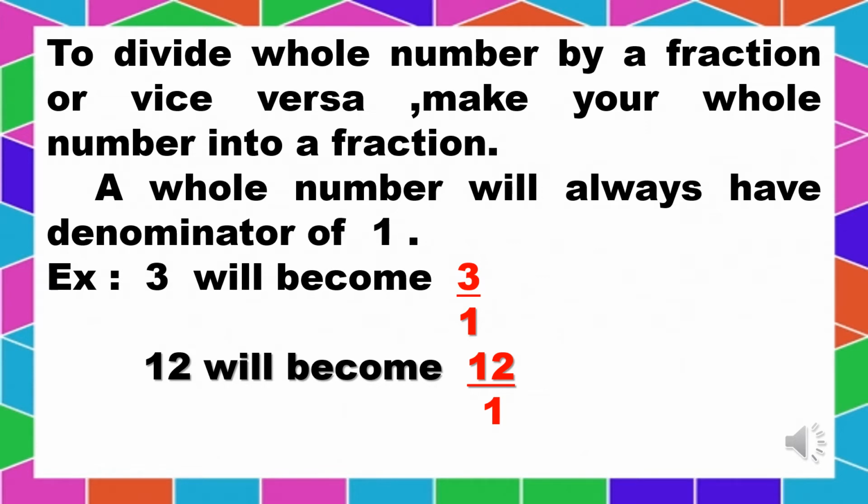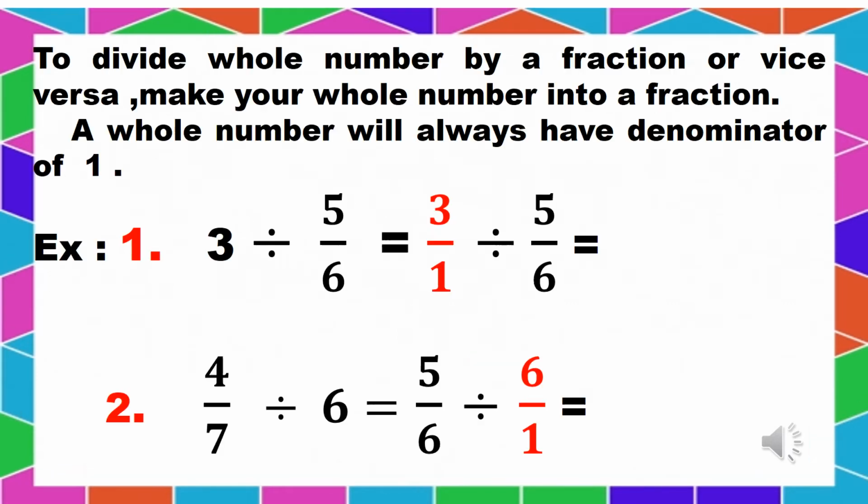So if we have 3 over 1 and we divide 3 by 1, you will have 3. If you divide 12 by 1, you will still have 12. So that is what you are going to do when you change a whole number into a fraction. Okay, let's take an example.